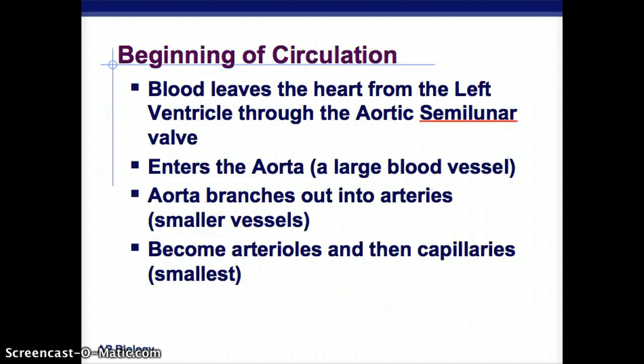So, systemic circulation in the beginning. The blood leaves the heart from the left ventricle, and it goes through the aortic semilunar valve. Then it enters the aorta, which is a very large blood vessel, and that aorta branches out into arteries, which are smaller vessels. Eventually those become arterioles and then capillaries, the smallest. You need to know all of this.